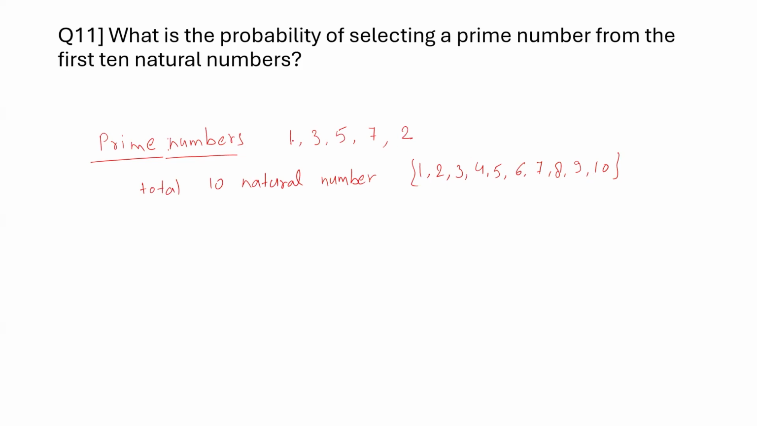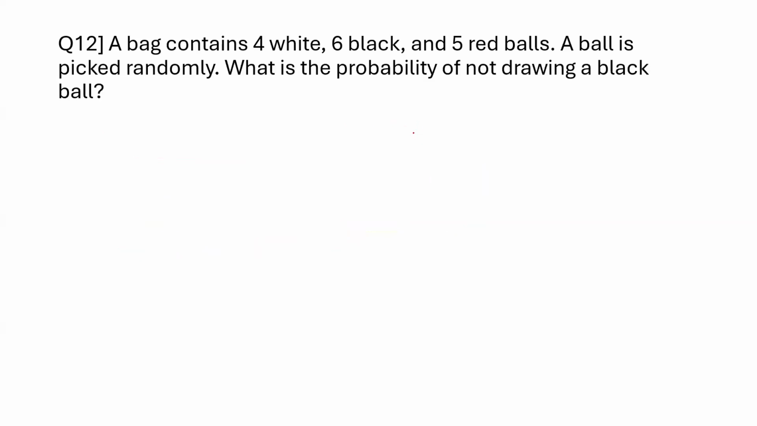So how many prime numbers are there? 1, 2, 3, 4, 5. So the probability of selecting a prime number: how many prime numbers are there? 5. How many total numbers are there? 10. It is 1 upon 2. This is your final answer. So you just have to count your prime numbers and total numbers.